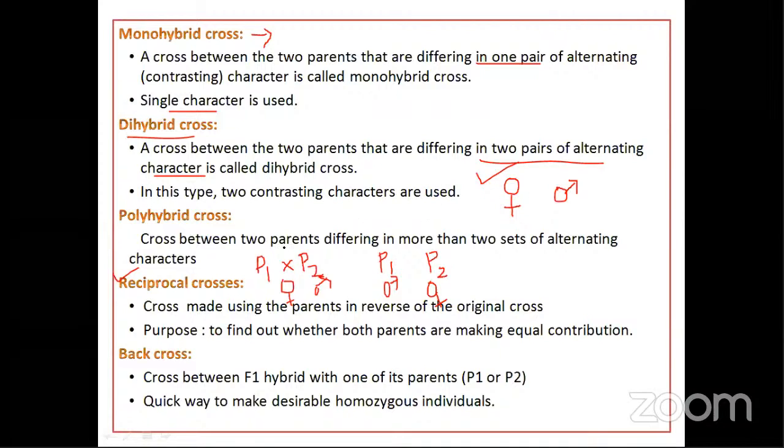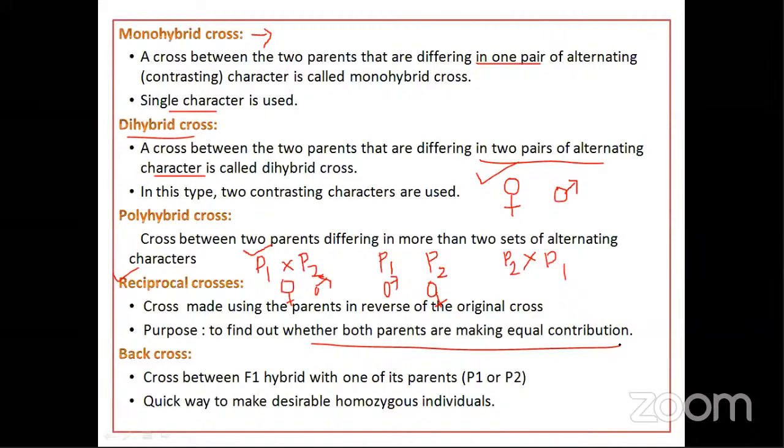By convention, whenever you write any cross, you write the female parent first, then the male parent. So if the direct cross is written like this, how will you write the reciprocal cross? P2 cross P1, because you are now using P2 as female. Whenever it is written as P1 cross P2 without mentioning male or female, you consider P1 the female and P2 the male. Whenever P2 cross P1 is mentioned, P2 is the female and P1 is the male. And why do we do reciprocal crosses? We do them to find out whether both parents make an equal contribution or not.